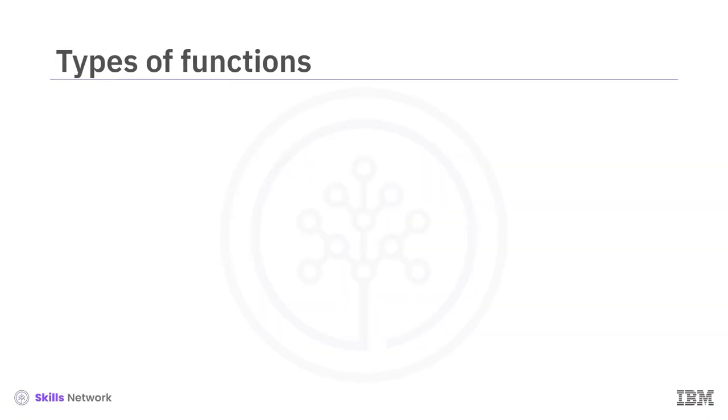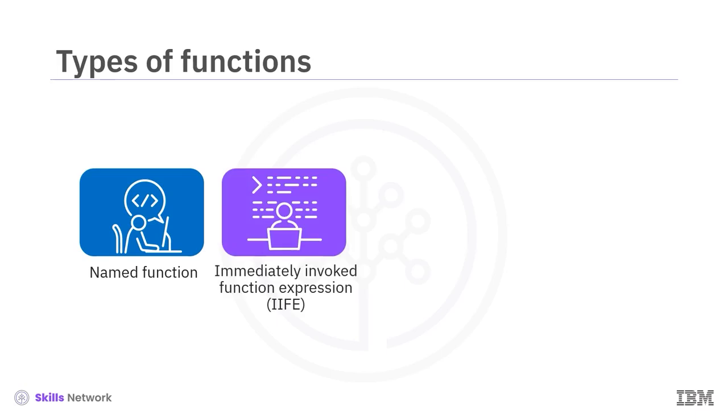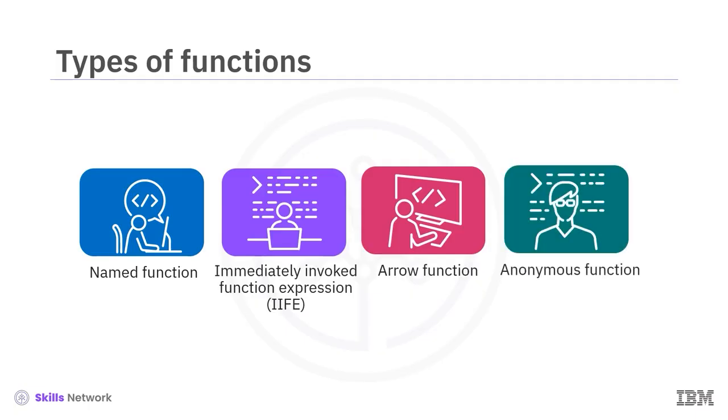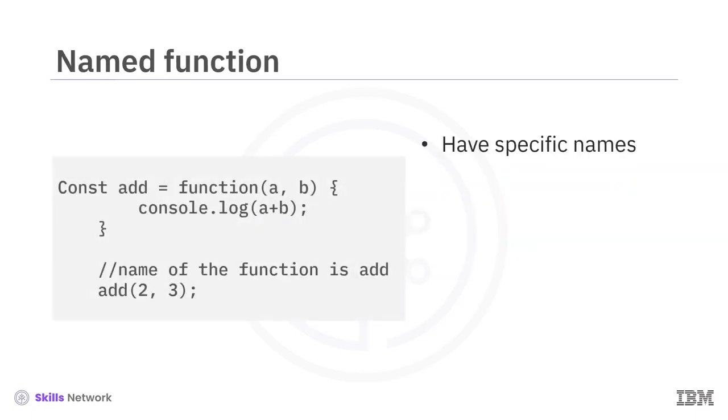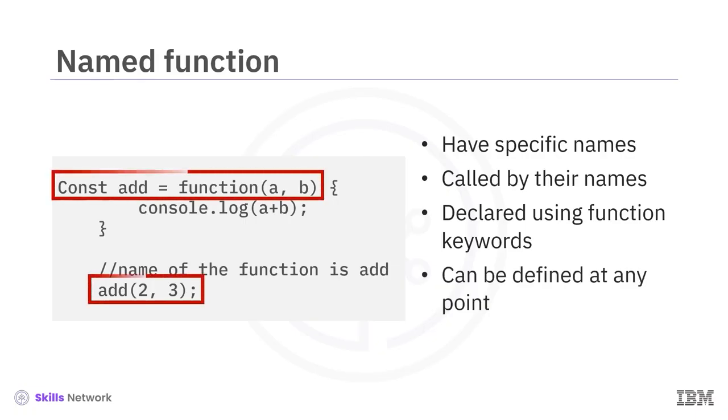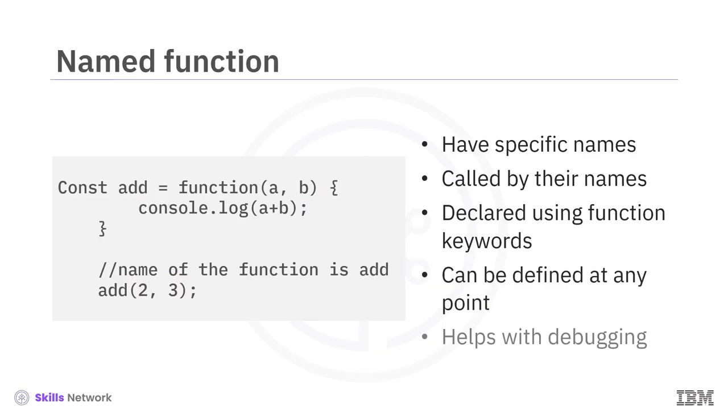Finally, let's explore the various types of functions in JavaScript. They are named function, immediately invoked function expression, IIFE, arrow function, and anonymous function. Let's learn about each in detail. Named functions have specific names that can be called by their names. They are typically declared using the function keyword and can be defined at any point in your code. In the given example, the name of the function is add. Named function expressions are beneficial for debugging because they display the function's name in the call stack, aiding in identifying and tracking bugs in your code.